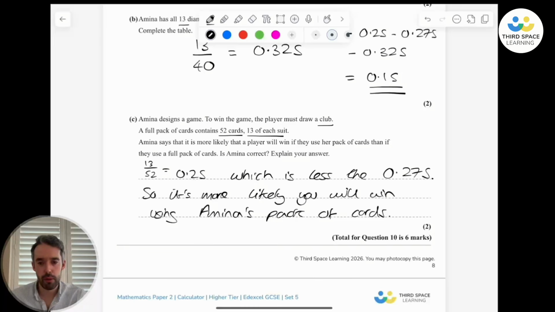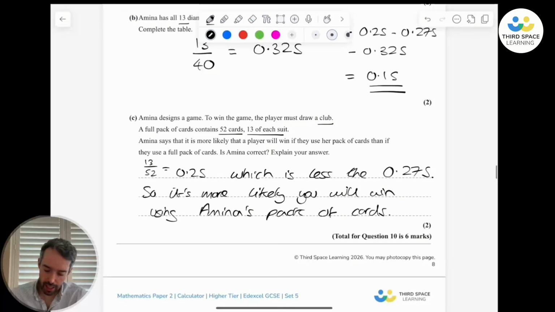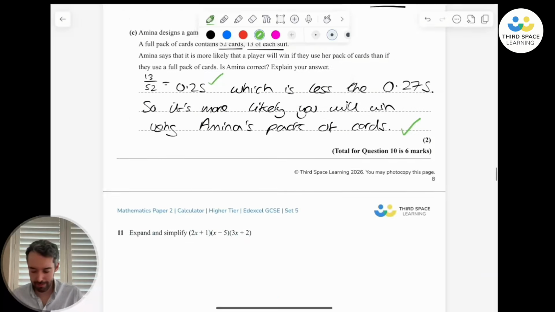Where do they come from? So we're going to get 1 mark for seeing this somewhere, so that's 0.25 or a quarter. And then 1 mark for a correct comparison statement and conclusion. So we're going to need to see that comparison. Really important.